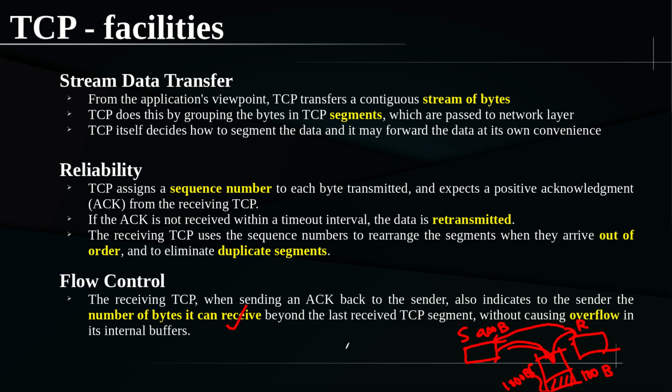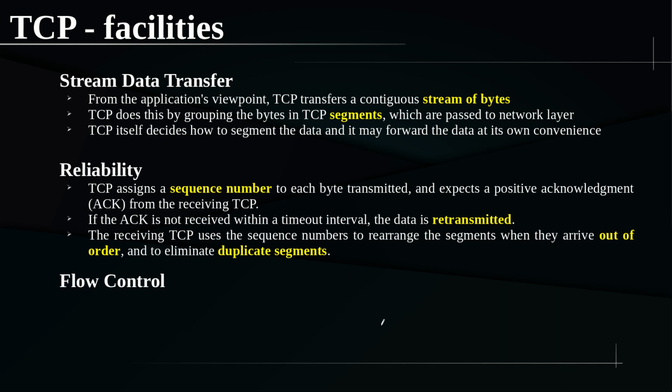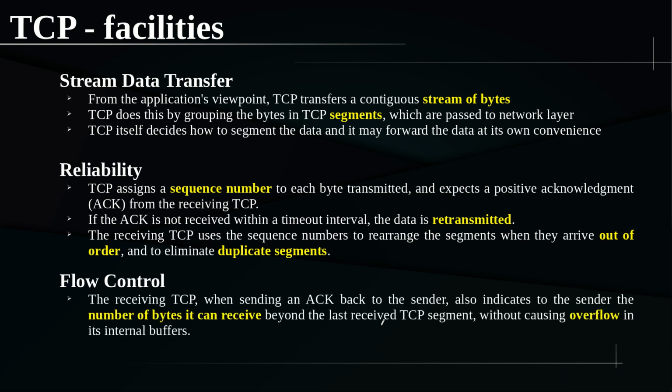So by looking at it, the sender will understand the remaining buffer capacity at the receiver side, and accordingly the sender will slow down the data to be given to the receiver. That is what it's trying to say. The receiver indicates to the sender the number of bytes it can receive beyond the last received segment, without causing overflow in its internal buffer. So buffer overflow should not happen. At every step the receiver communicates back to the sender, and by looking at that, the sender correctly sends the data. This is how it achieves flow control.